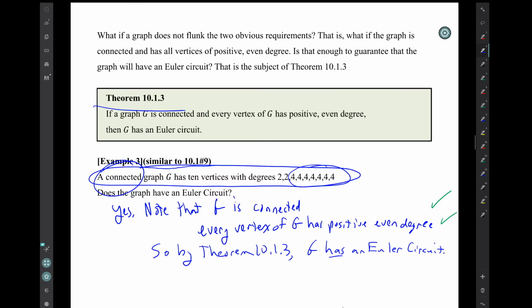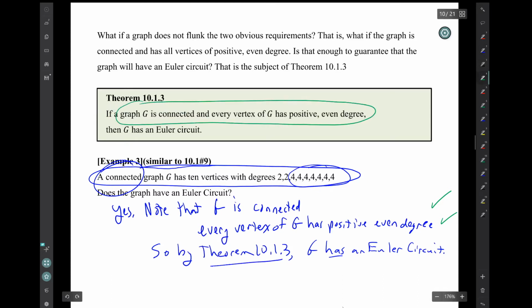So notice that my explanation uses theorem 10.1.3. If you look at theorem 10.1.3, it has some hypotheses. A graph G is connected, and every vertex of G has positive even degree. The theorem tells us that if those things are satisfied, then G has an Euler circuit. So you get to use the punchline only after you've confirmed that all the hypotheses are met.